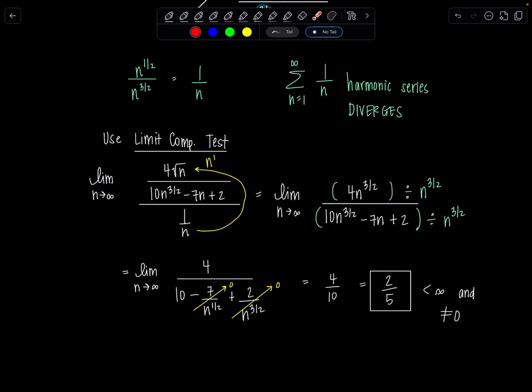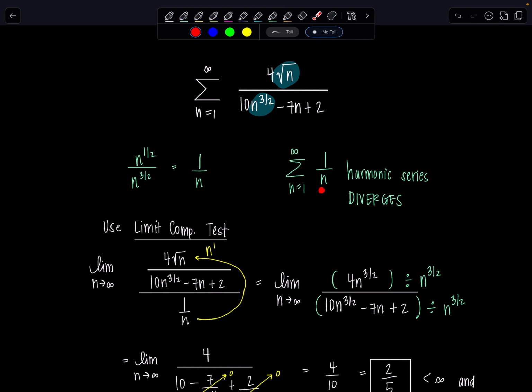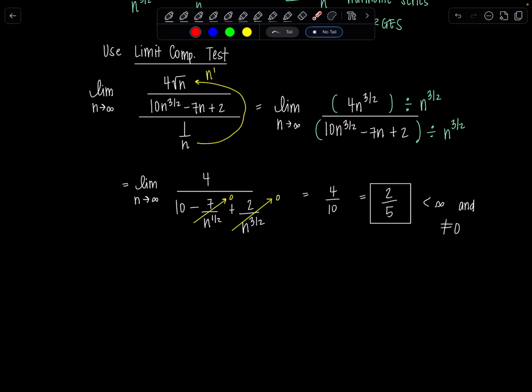Now, in this case, I can draw a conclusion. I have a finite non-zero number as the result from my limit. The limit of the ratio, right, of the terms of my series and the terms of the harmonic series. What does this tell me? That they behave the same. They're twinsies. They are BFFs, however you want to think about it. So, since the harmonic series diverges, my series does the exact same thing. It diverges as well.